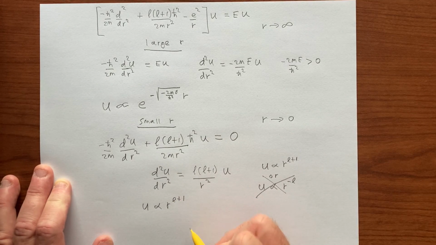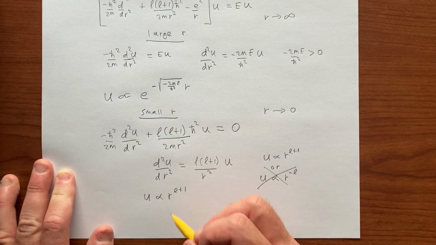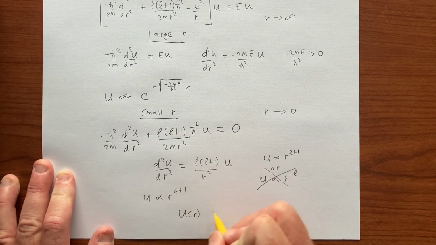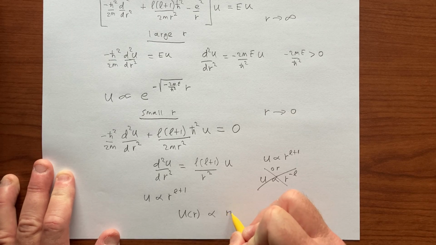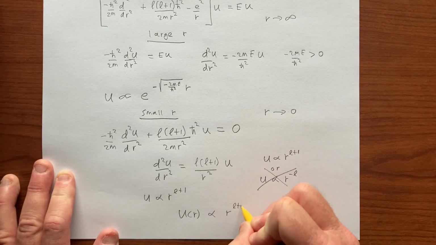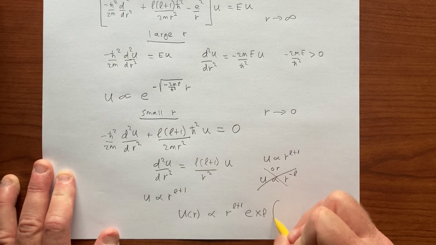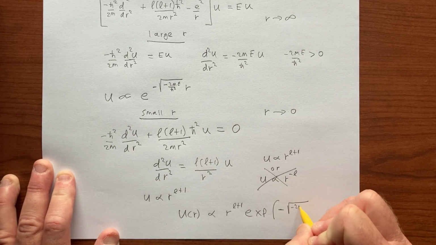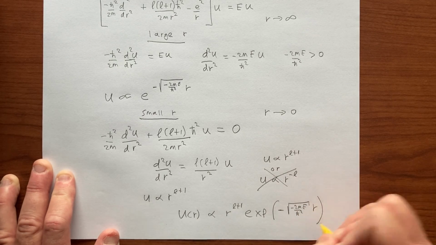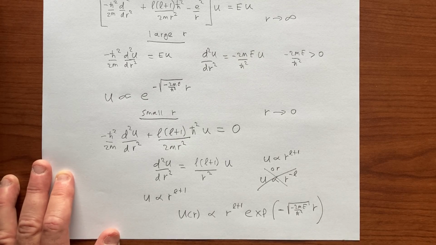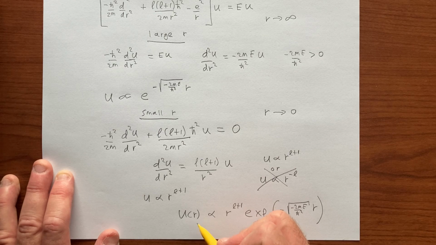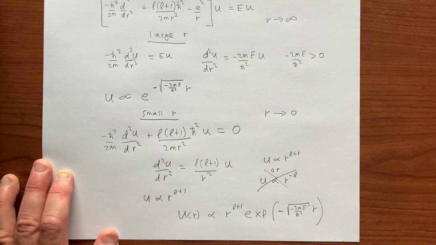And so overall, we can say that the u of R function must be proportional to some constant times R to the L plus 1, times the exponential of minus the square root of minus 2mE over h bar squared r. This is the kind of solution to this equation, and so we can get the wave function from this, and we'll look at then overall solutions.